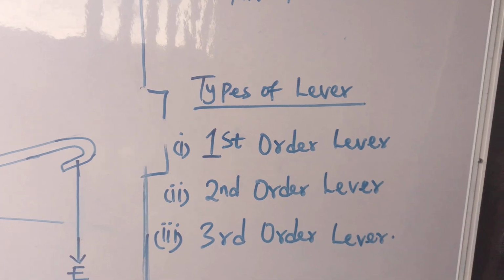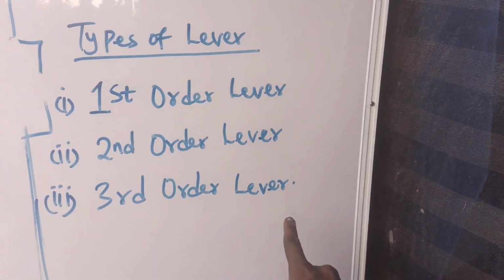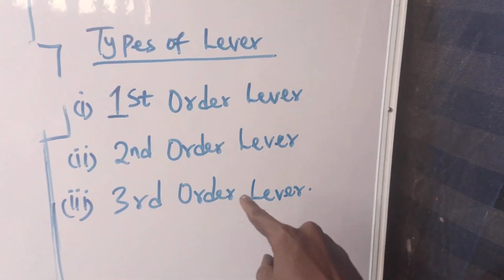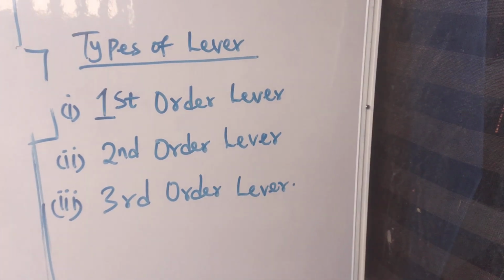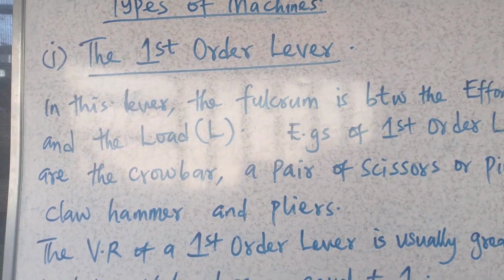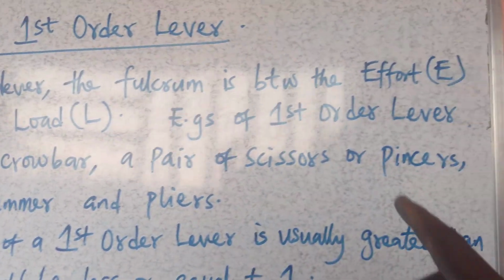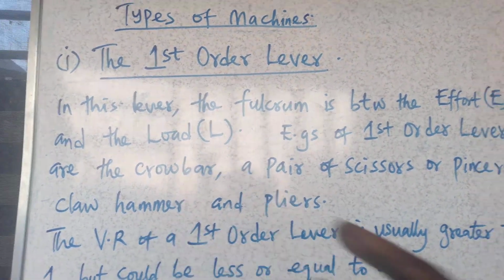Alright, so we'll consider the types of lever. We have the first order lever, the second order lever, and the third order lever. These are the three types of lever. Now look at the first order lever. In this lever, the fulcrum is between the effort and the load.